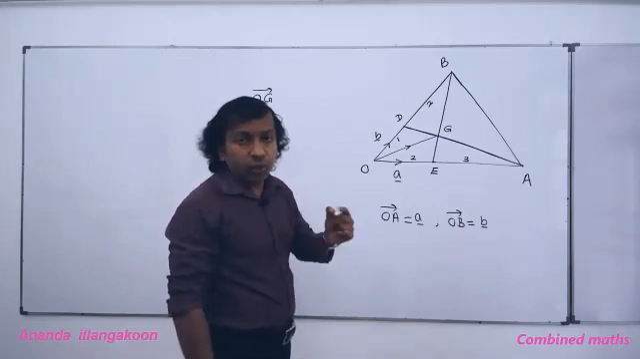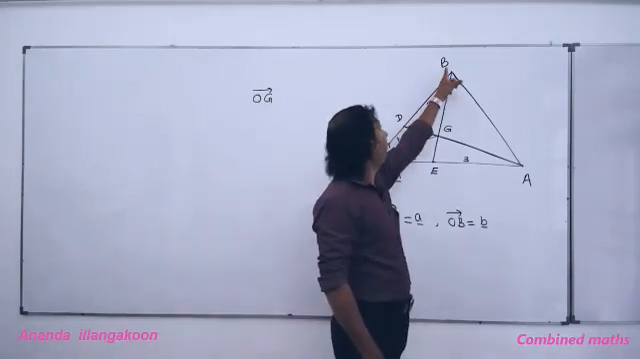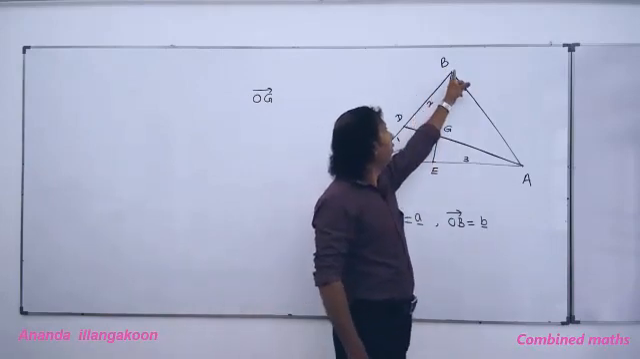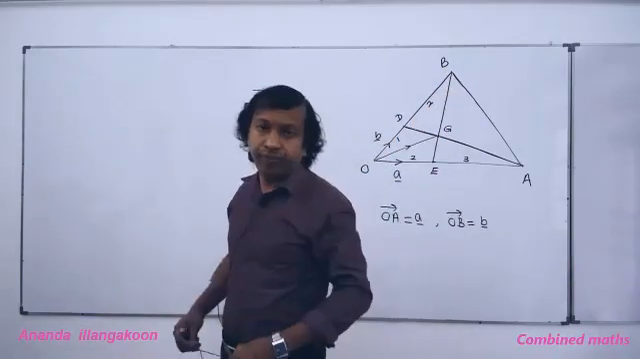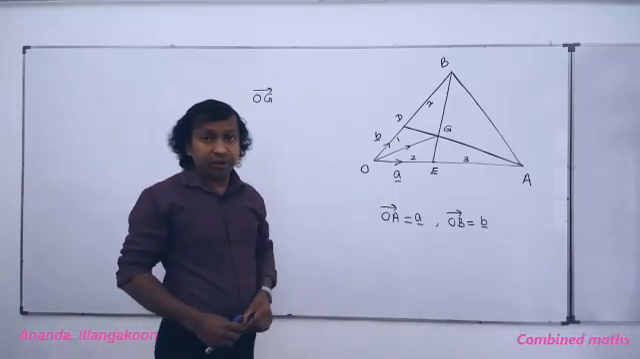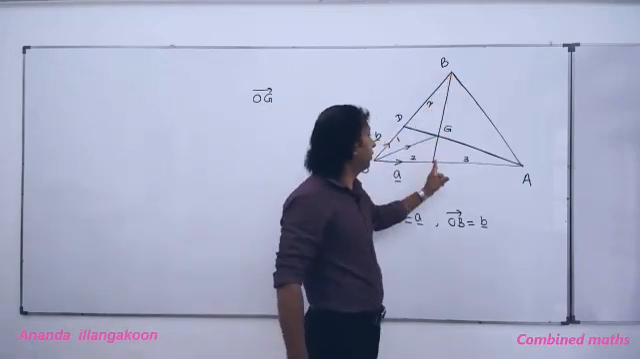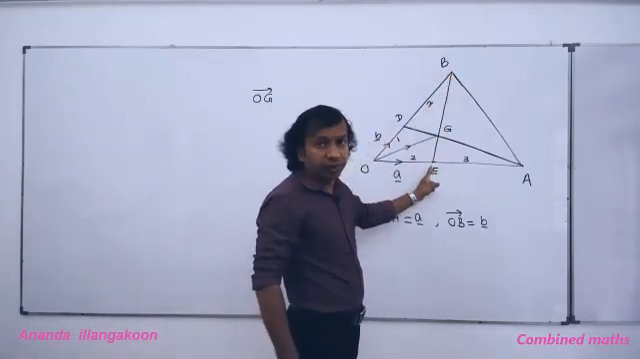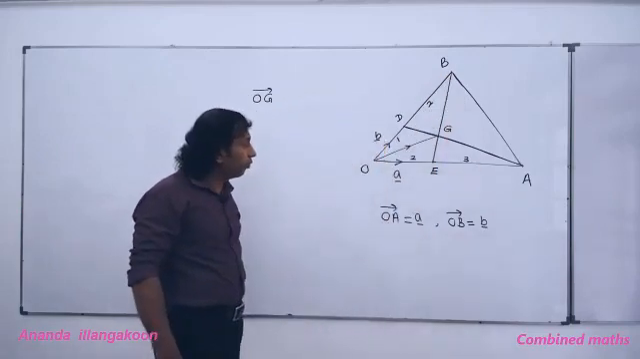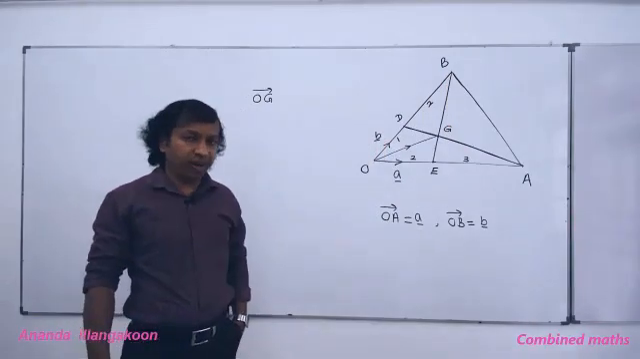Secondly, when you go by the other path to find this OG vector, we can write OB plus BG. OB is known, BG we need to find. Then we have to think of a method of finding this BG vector. BG vector can be found like this: first we find BE vector, then BG vector you can write as a part of BE vector. Understand? So that's how we can plan.